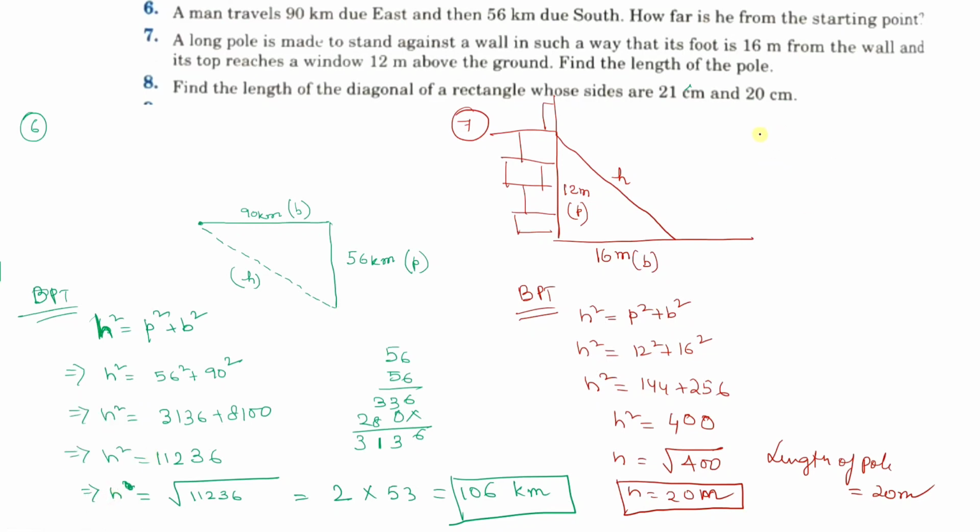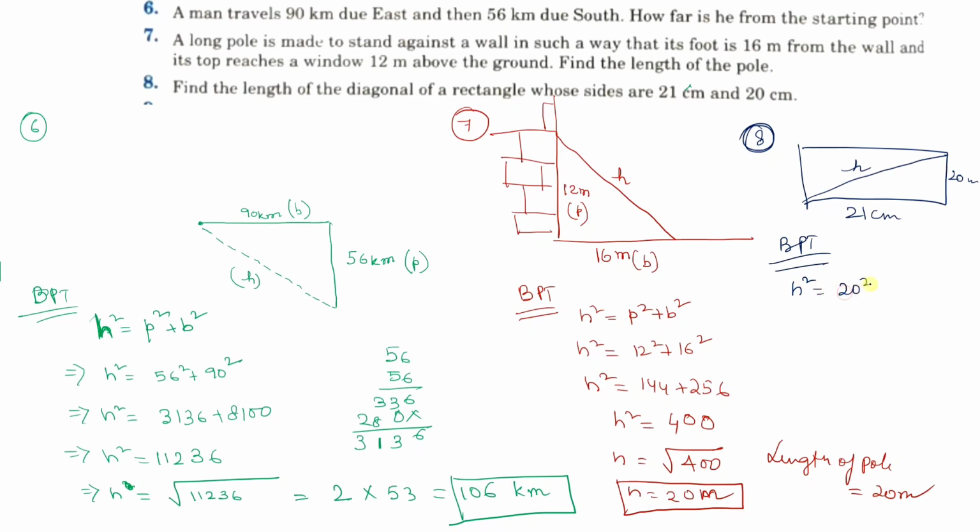Come to number 8. Find the length of the diagonal of a rectangle whose sides are, okay, if this is a rectangle and the length is 21 centimeter and this one is 20 centimeter, you have to find the diagonal, means diagonal is nothing but the hypotenuse. So by Pythagoras theorem you will write h square is equals to 20 square plus 21 square. Next, do the sum similar to this one. H square will be equals to 400 plus 441. This one will be equals to 841. Next you will find out the value of root of 841.